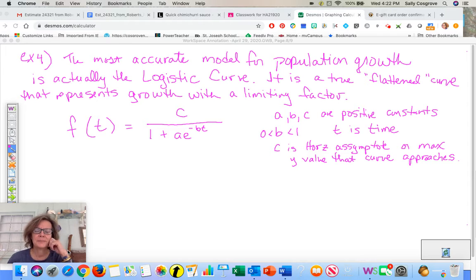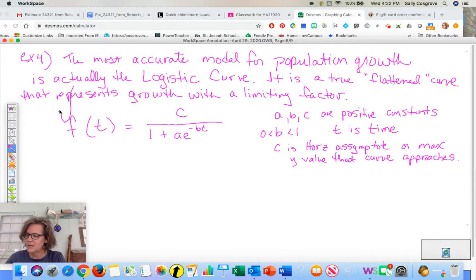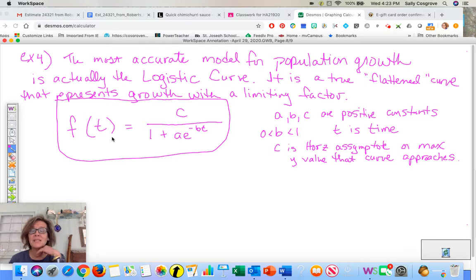The dogs are barking. So this is what a logistic growth equation looks like. And when you look at that, you're like, oh my stars, it's all letters. Where did the numbers go? I know, okay? But I'm going to tell you who everybody is.